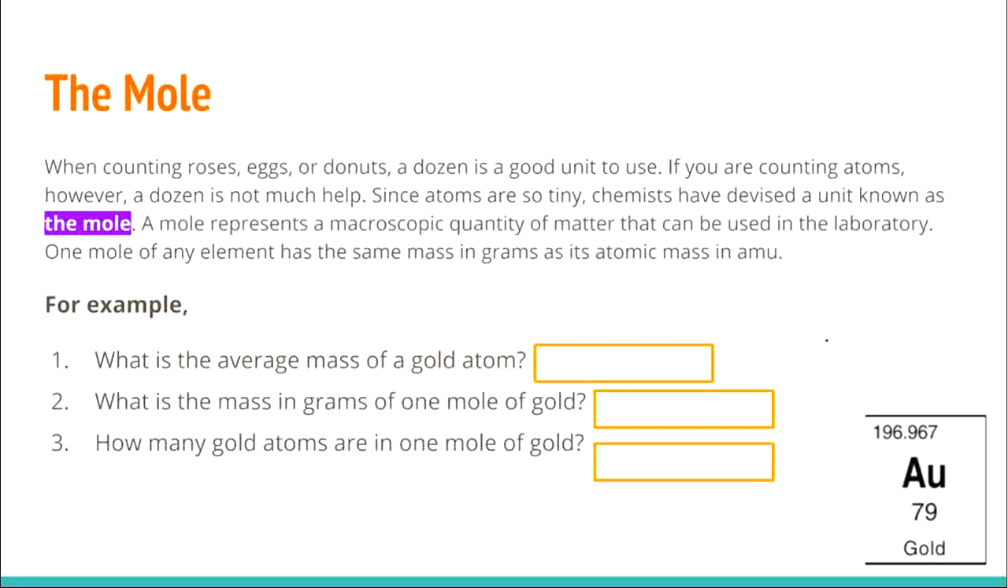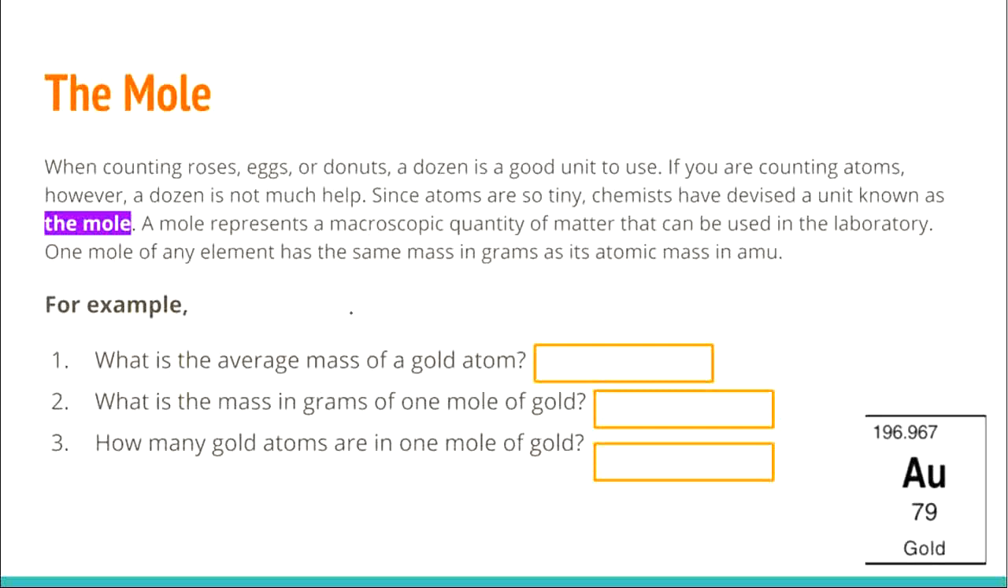Since atoms are so tiny, we use a unit called the mole. A mole represents a macroscopic quantity of matter that can be used in the lab. 1 mole of any element has the same mass in grams as its atomic mass in AMU. Now remember, we learned that in the beginning of the year. We learned about average atomic mass. How did we determine the average atomic mass? For example, what is the average mass of a gold atom? You look at the periodic table, you find gold, and there you have the mass. We learned that previously as the average atomic mass.